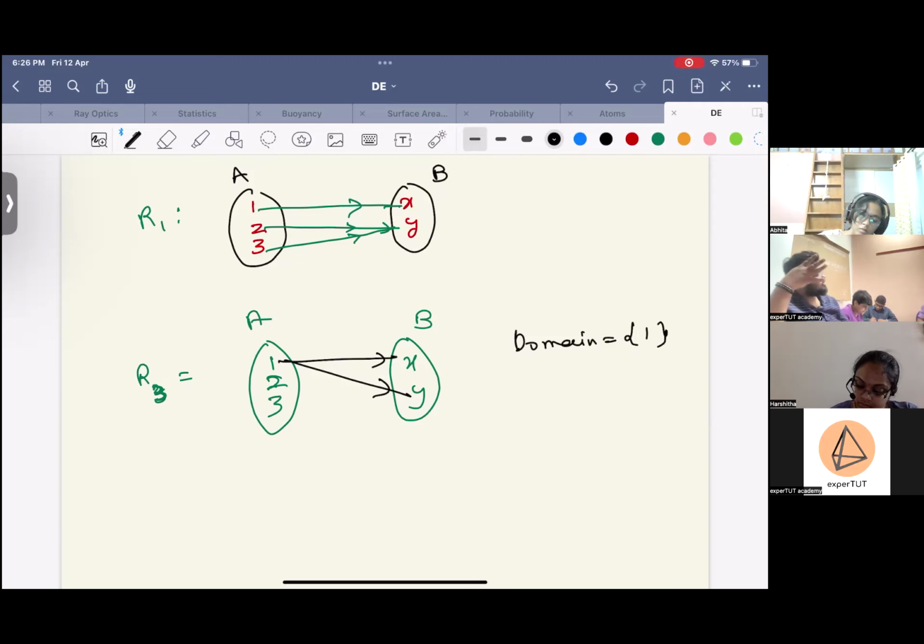So there are three definitions. Please go and revise them. First is domain: whatever is connected on the left side. Next is codomain: whatever is present on the right side. Third is range: whatever is connected on the right side. For example, in R3, the domain is 1, the codomain is x, y, and the range is also x, y. Because in R3, everything on the right is connected.